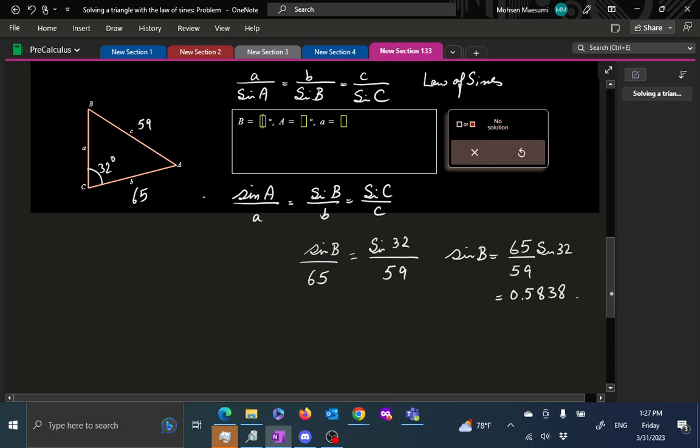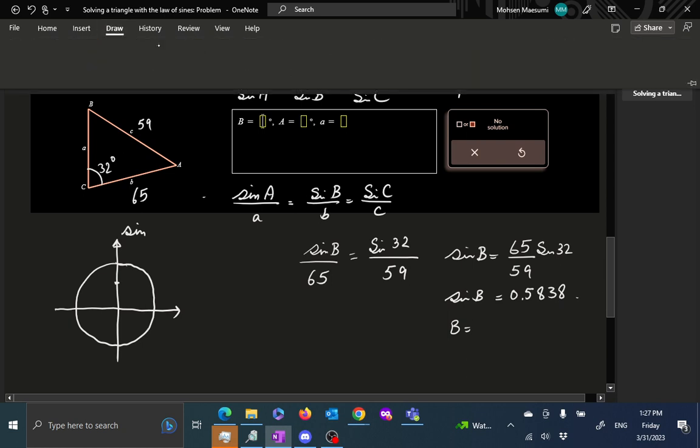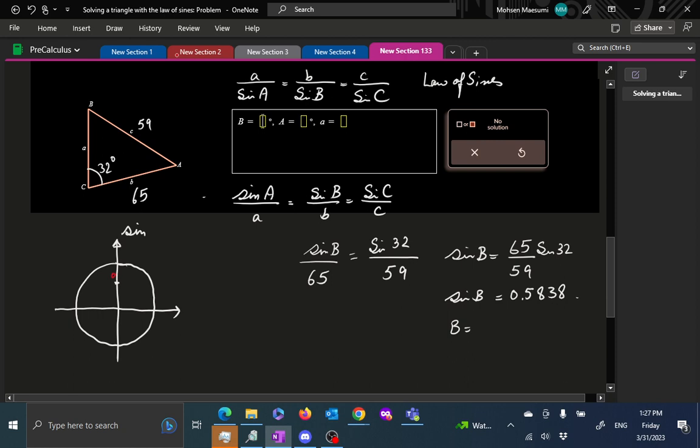Well, this is sine of the angle B. The question is, what is B itself? And that's where a bit of complication starts. Let's just go back to lectures from way back when. If you have the unit circle, this is your sine axis. So on your sine axis, you have a certain sine like 0.58. Let's draw in some other color. So this is 0.58. Question is, what point on the unit circle has a shadow at this location?